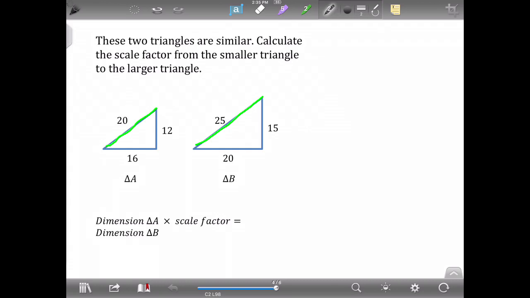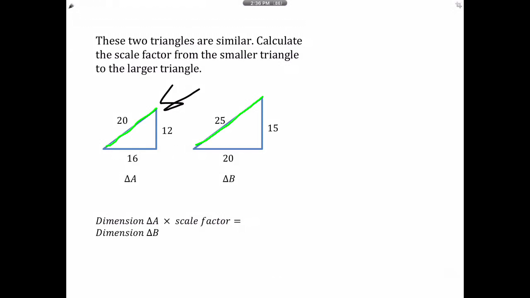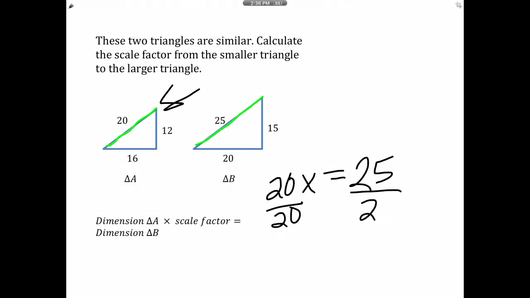So we have the smaller one, which would be the scale, and so we would do 20, whatever we want to call the variable, x, equals 25 for the bigger triangle to figure out what the actual scale factor is. So we're going to go ahead and divide by 20 to get x by itself. 20 on this side.